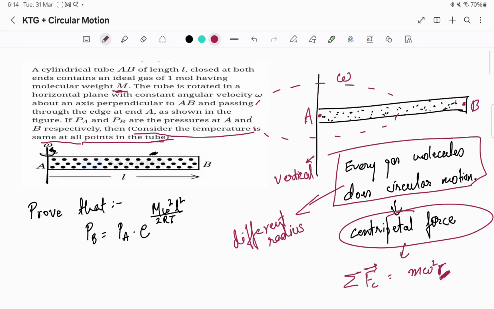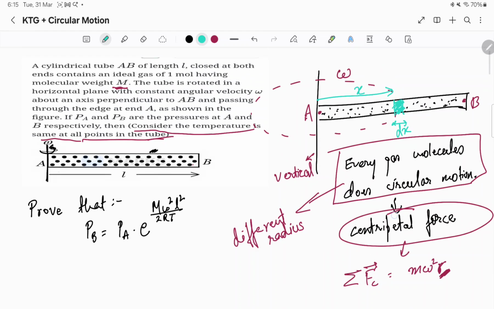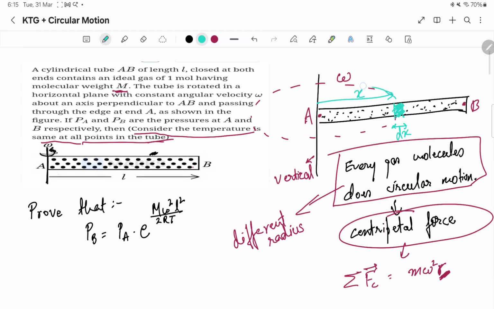The radius for every particle is different. So what I can do is go x distance from the axis and take a small element of length dx. For this dx part we can say that the radius of circular motion is x. This dx part is doing circular motion like this.